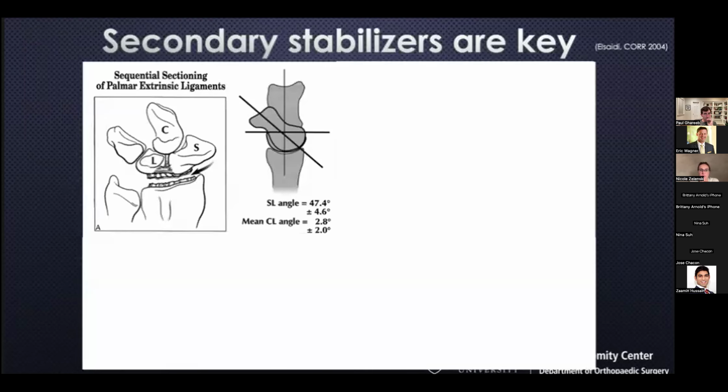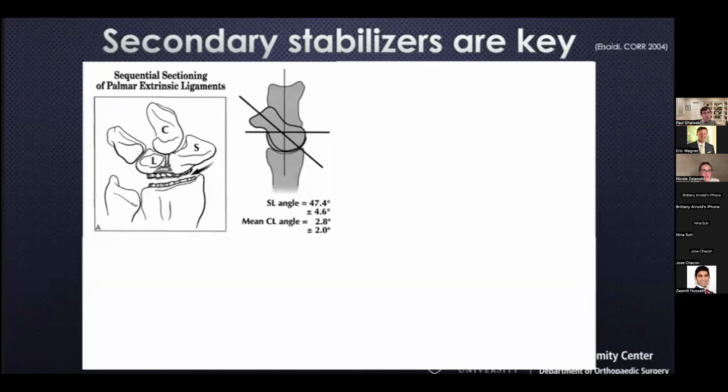I think that probably why, and I'd love to hear everybody else's thoughts, of course, after this, especially Dr. So, who has done a large amount of research in this, is that the secondary stabilizers are key to stability in the setting of just an isolated SL that might be found arthroscopically during a distal radius fixation. So this was a really interesting study that illustrated the importance of these secondary stabilizers.